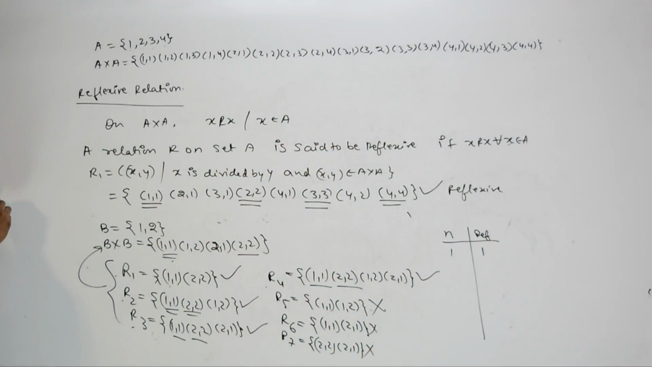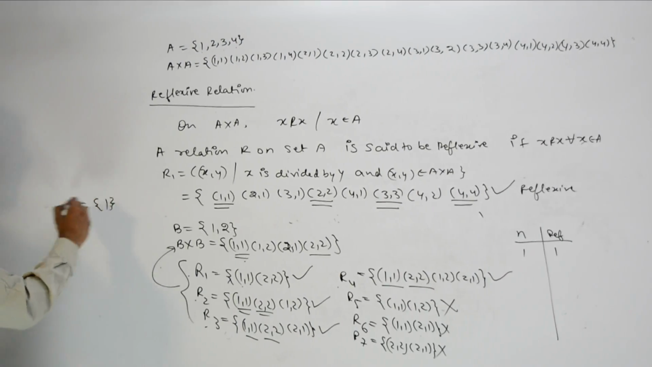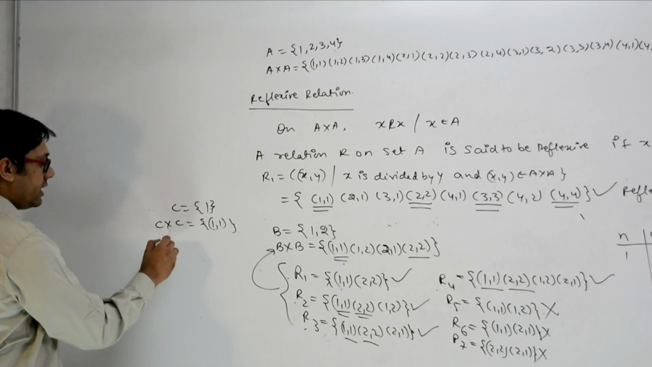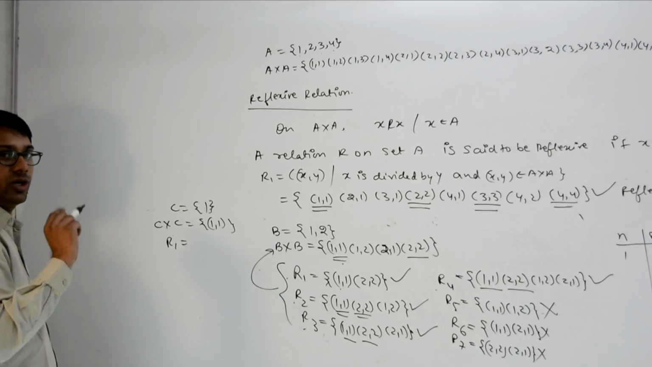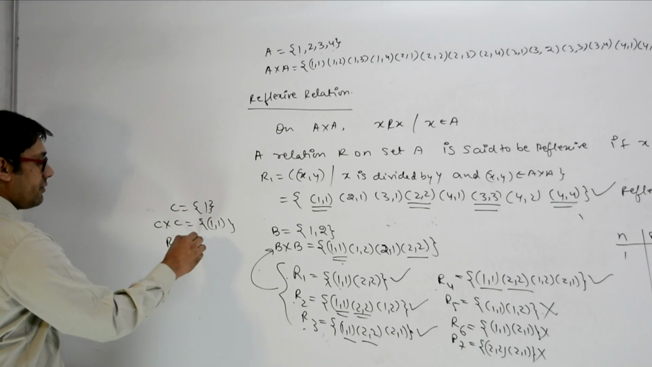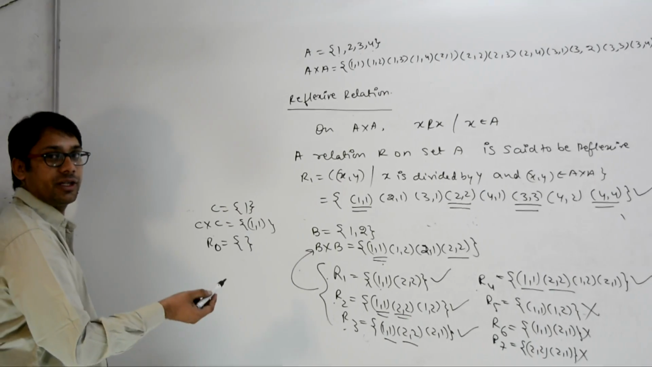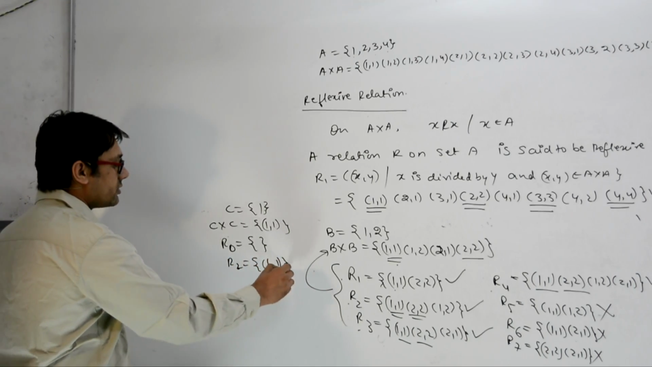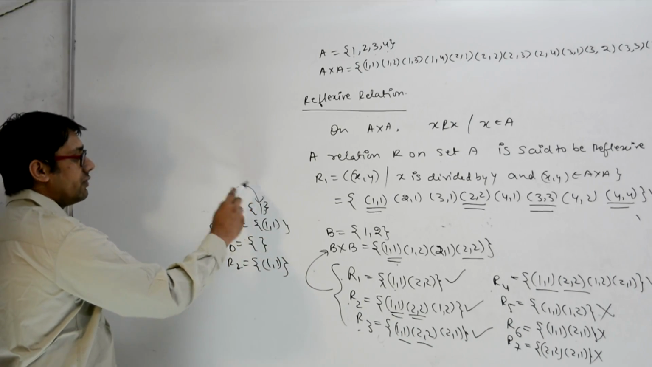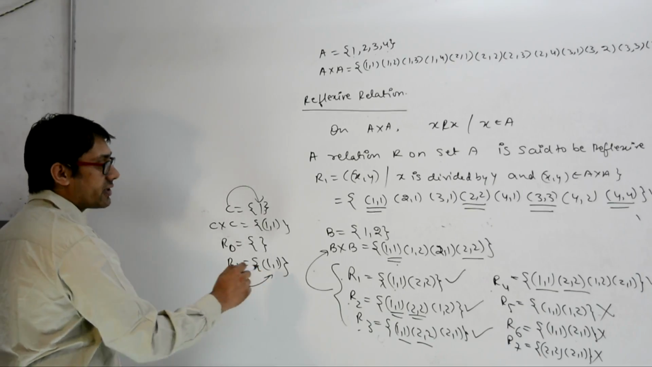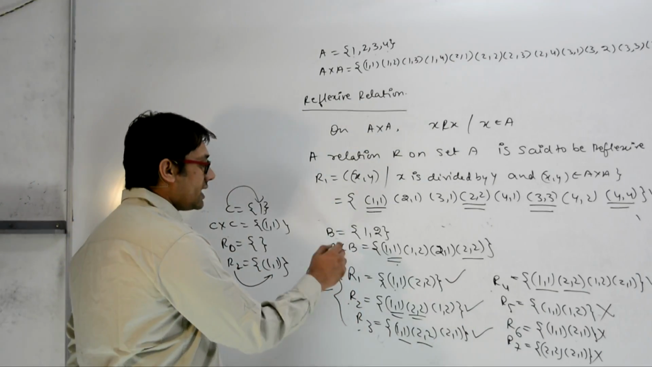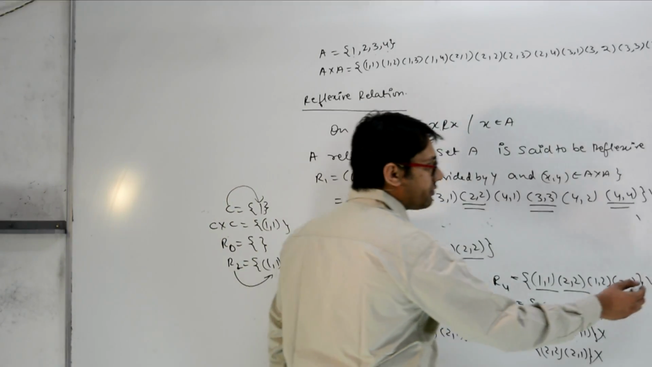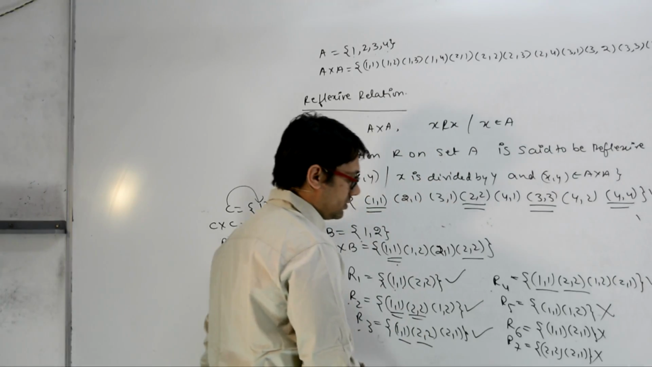For example, let us assume there is a set C which is containing only the element 1. Then C cross C is going to contain the element 1 cross 1. So there are two relations possible over C. The first relation is the empty set, which is not containing anything, and the second relation contains this only one element. So if a set is having only one element, only one reflexive relation is possible. Now if this set is containing two elements, 1 comma 2, there are four reflexive relations possible.